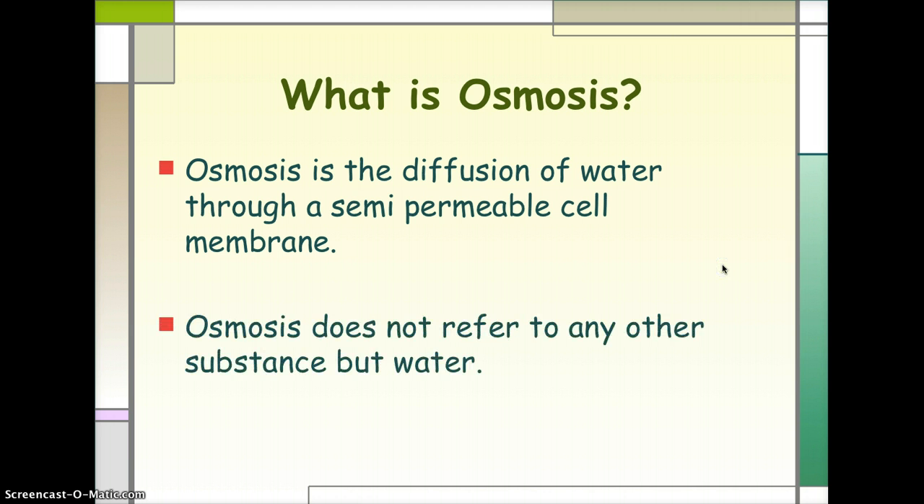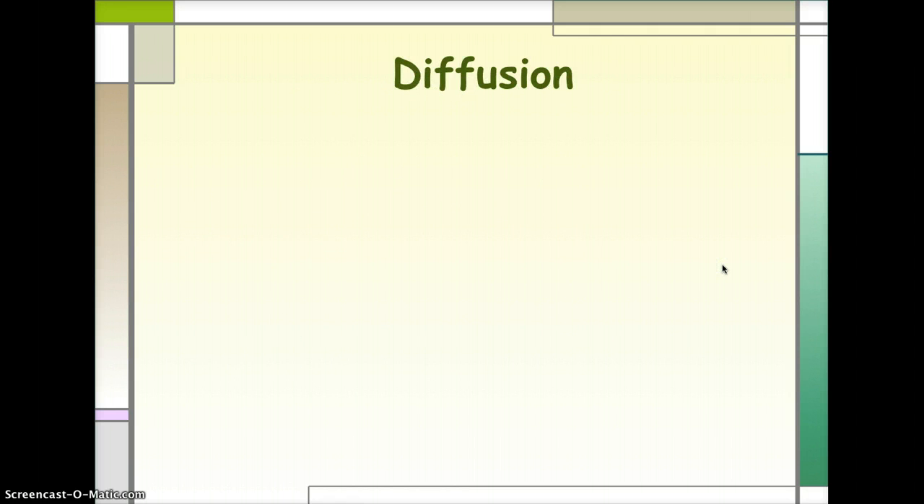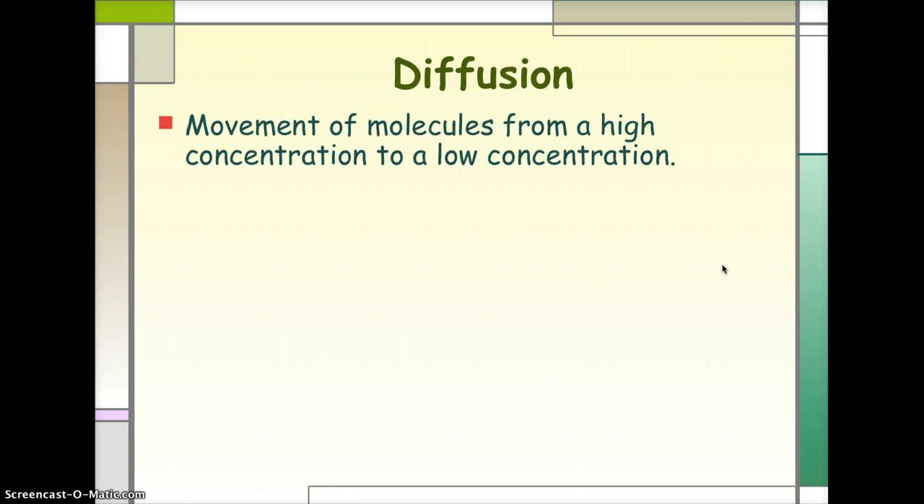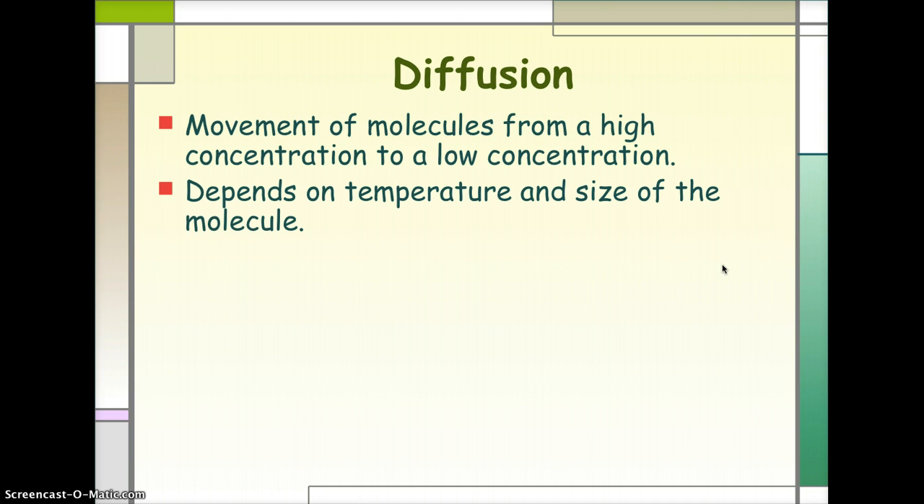Osmosis doesn't refer to any other substance but water. No other substance can undergo osmosis. Diffusion is simply the movement of molecules from an area of high concentration to an area of low concentration. Those molecules move based on the temperature and the size of the molecule.